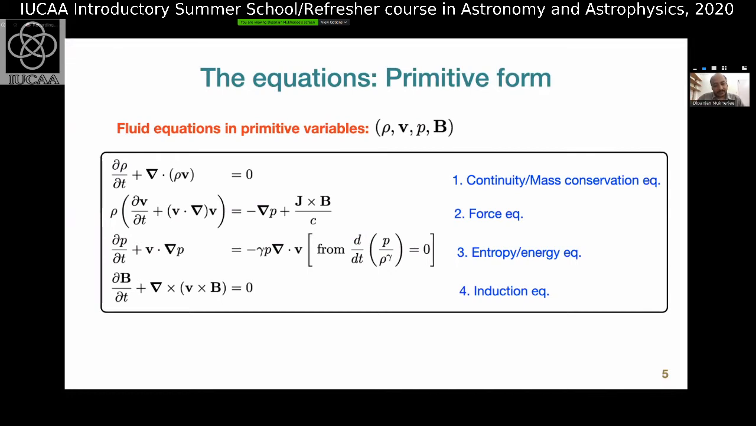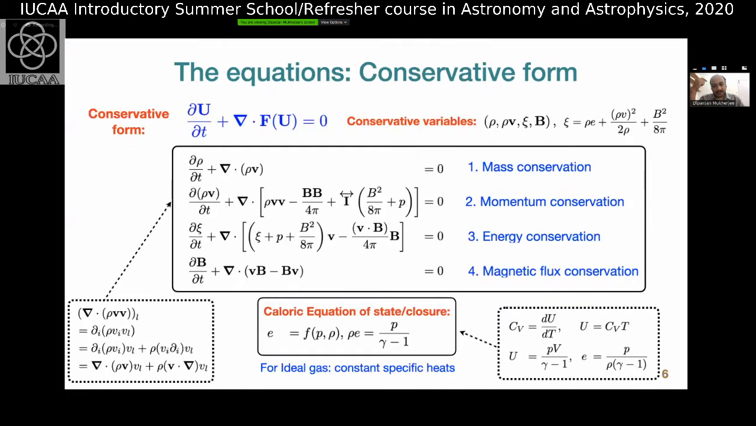So we essentially solve these four equations, and keep in mind that the second and the last equations are vector equations, so there are three components in each for a 3D simulation. And this defines the evolution of the entire system. Now, solving the equations in this form is not very efficient. So what we do is we recast the equations in another form. This is called the conservative form.